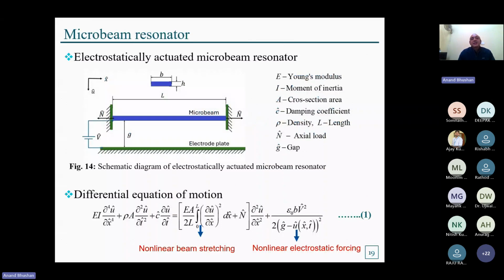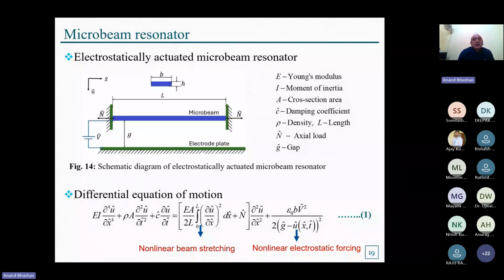Figure 14 is a schematic diagram of an electrostatically actuated microbeam resonator. Here, in blue, a microbeam is shown. It has a rectangular cross section of thickness H and width B, and it has a length L. This microbeam acts as a mobile electrode, and an electrode plate is placed at a gap G. That is the initial gap between the microbeam and the electrode plate. After that, we connect this microbeam and electrode plate with a voltage V. V has both DC and AC components.